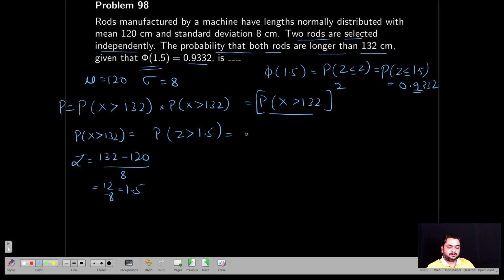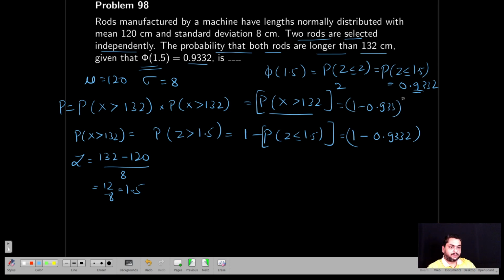This becomes 1 minus P of z less than or equal to 1.5, based on the symmetric property of the normal distribution. So this is equal to 1 minus 0.9332. Now we substitute here: 1 minus 0.9332, whole squared. So you will get this value as something like 0.00446. That is the answer.